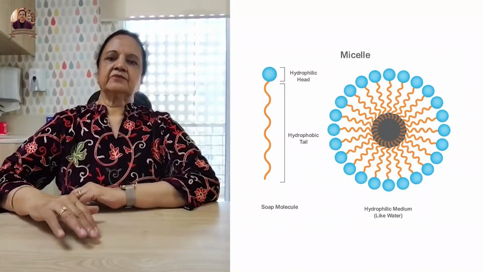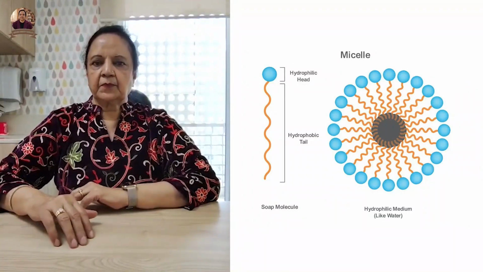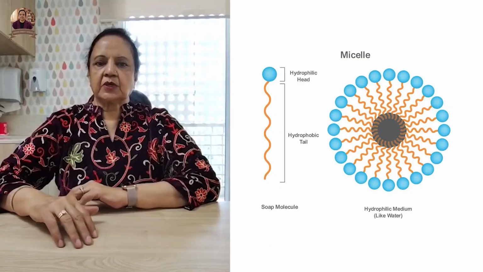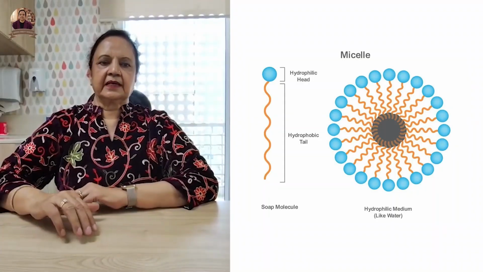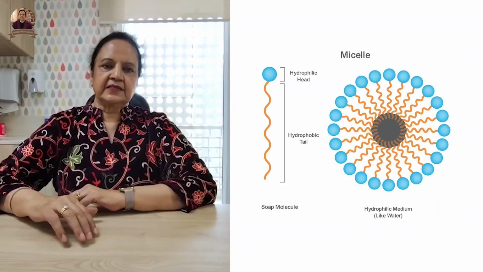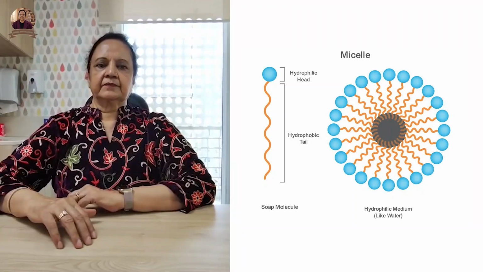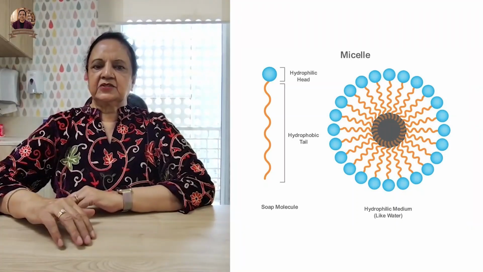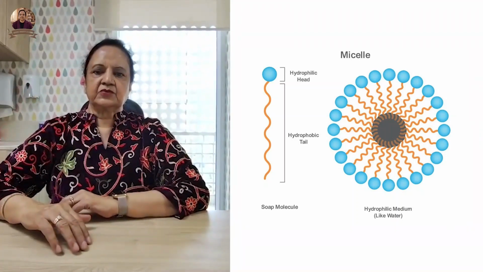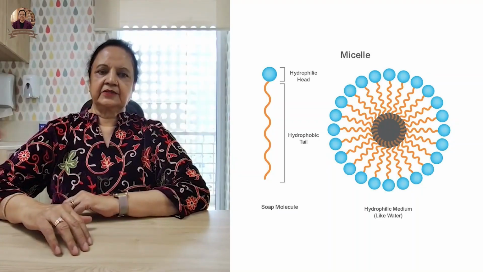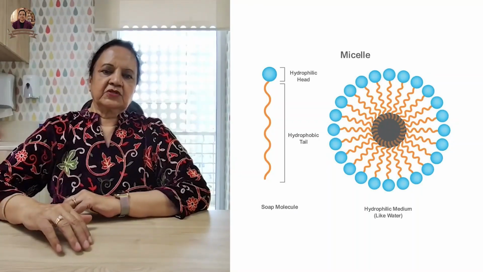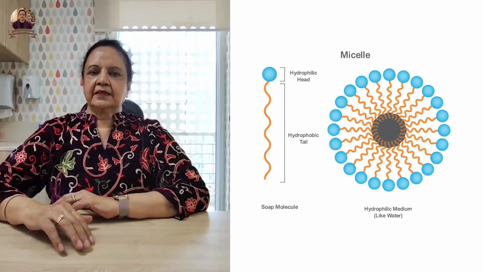Soap molecules have two ends: hydrophobic, which hates water but loves oil, and hydrophilic, the head region, which loves water. In water, they arrange themselves as micelles, trapping oily dirt in the center. The micelle is washed away with water, cleaning the cloth.